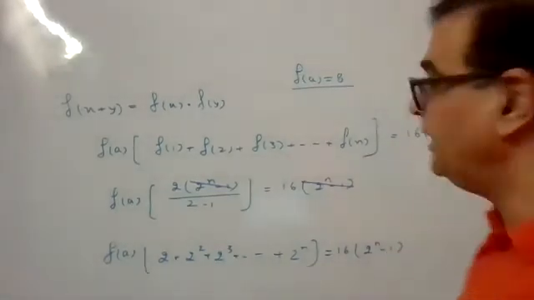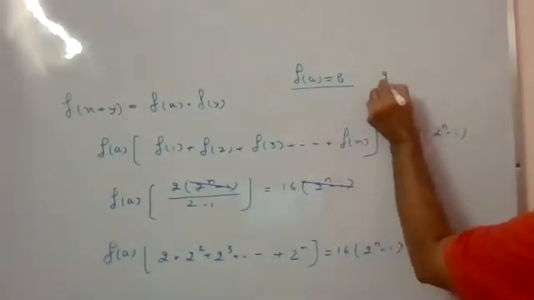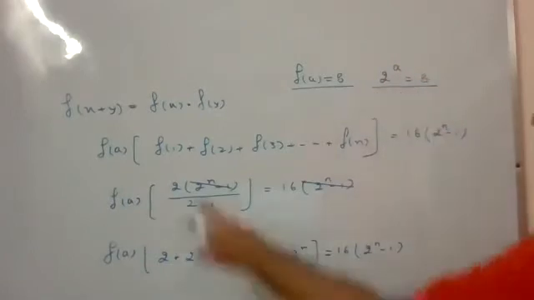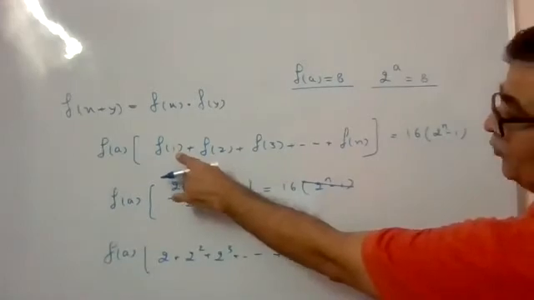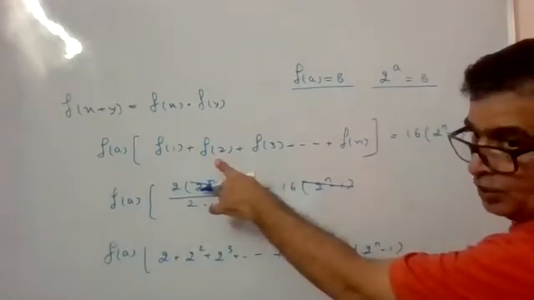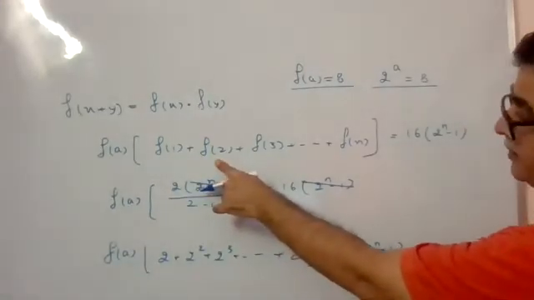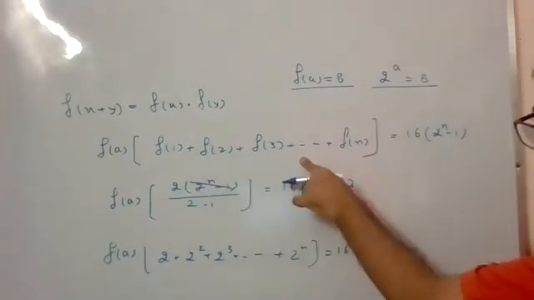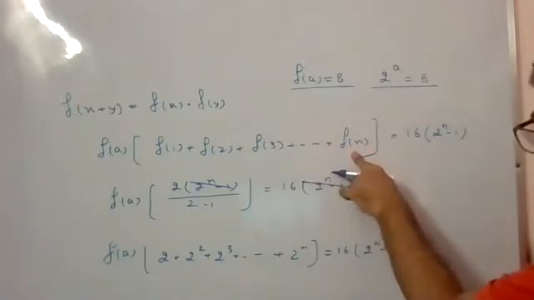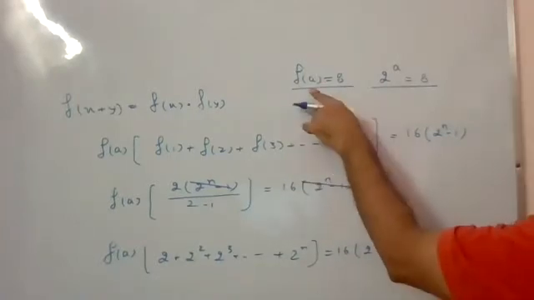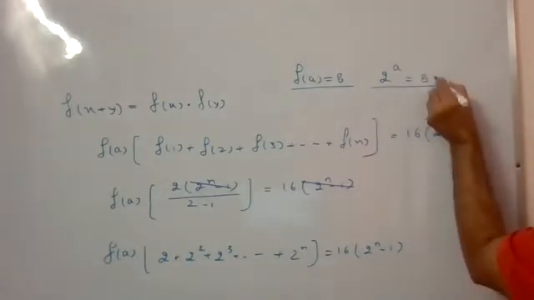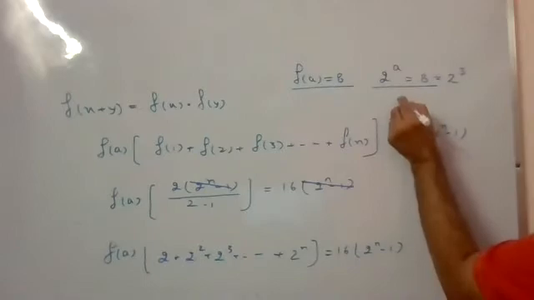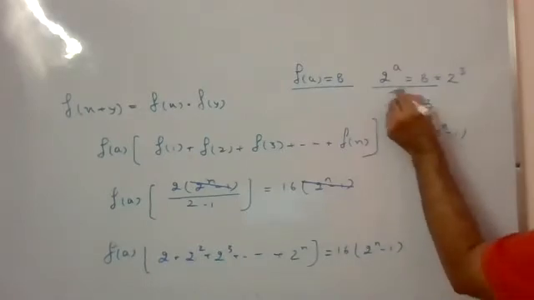And how will you write f a? 2 power a will be 8. What was your f 1? 2 power 1. What was f 2? 2 square. What was f 3? 2 power 3. What was f 4? 2 power 4. What was f n? 2 power n. So what will f a be? 2 power a, and 8 I will write as 2 cube. Then what is my answer? It is coming 3.